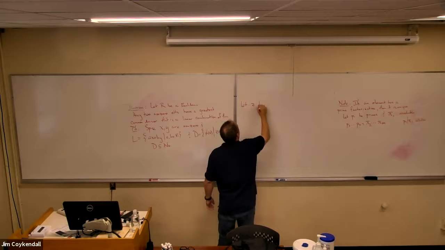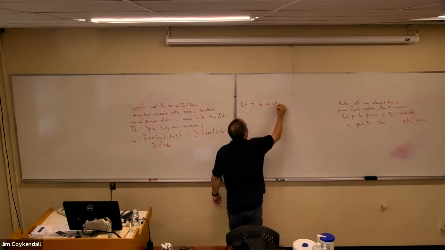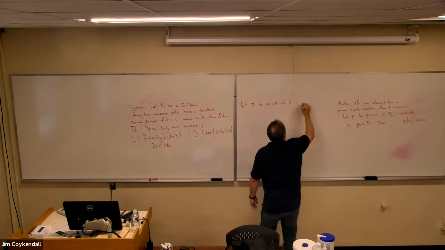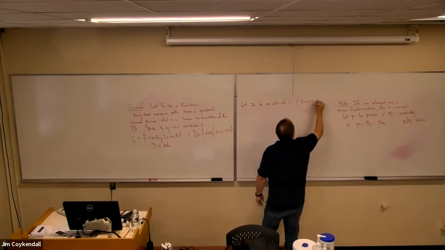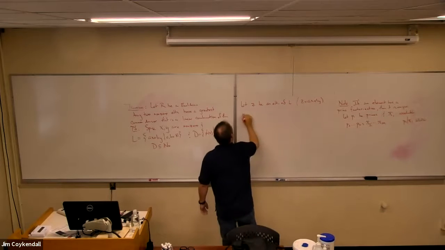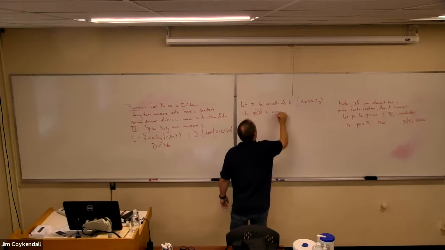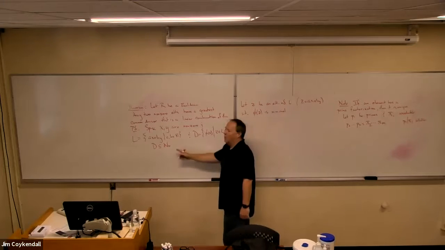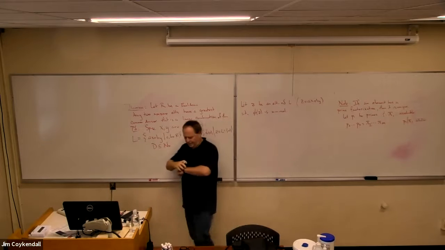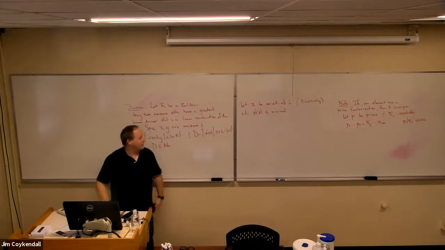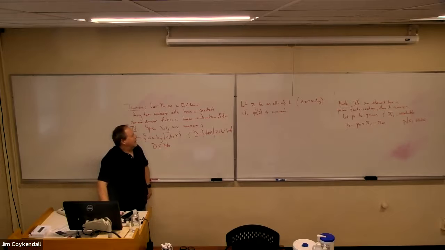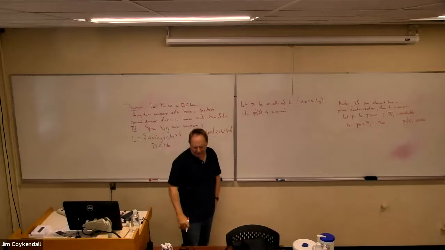Let Z be an element of L, so Z is AX plus BY, such that the Euclidean function of Z is minimum. I know that D has a smallest element because it's a set of natural numbers union 0. And I will pick the smallest element out. And there's some Z that has that smallest measurement. More than likely it's not unique, but there's at least one of them, and I'll pick that out.